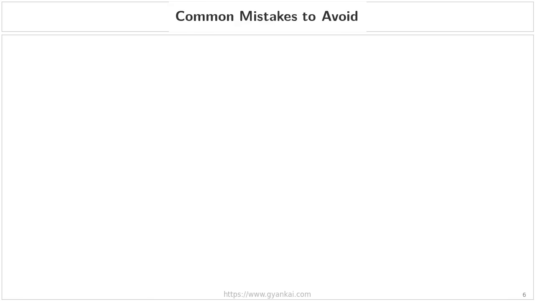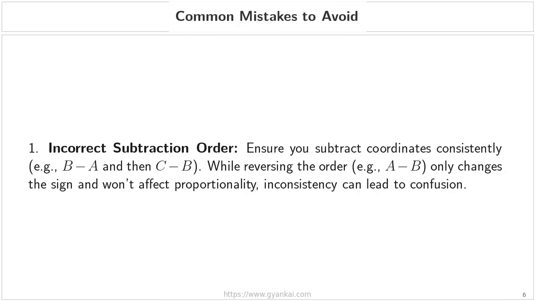Common mistakes to avoid. First, let's talk about the subtraction order. When you are calculating your direction ratios, like when we found the values for line segments AB and then BC, try to stay consistent. For example, always subtract the first point from the second, such as B minus A, and then C minus B.